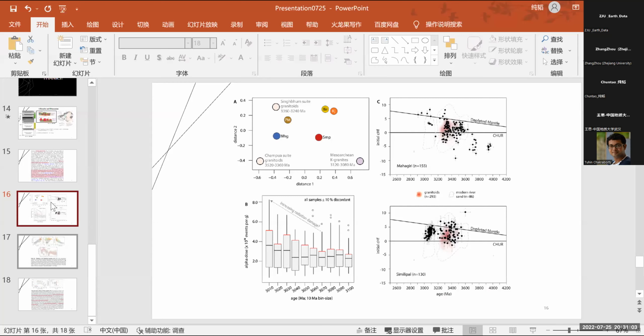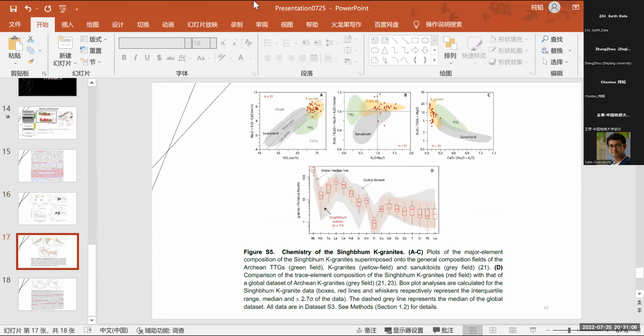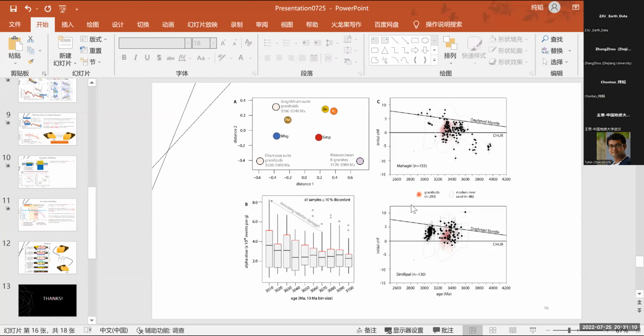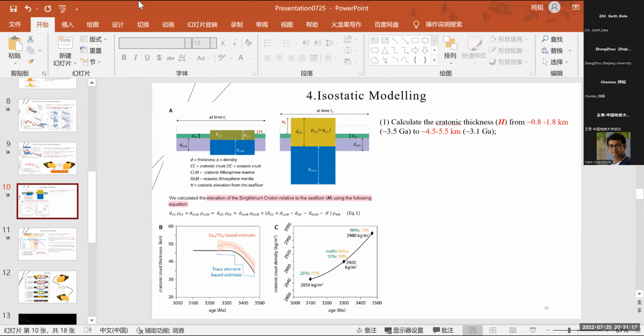Are there any questions about this paper, or something to discuss now? And for the isostatic modeling, they just assume a lot of parameters, and there is a lot of uncertainty in this modeling.